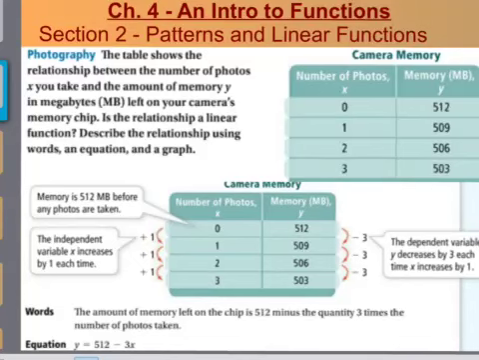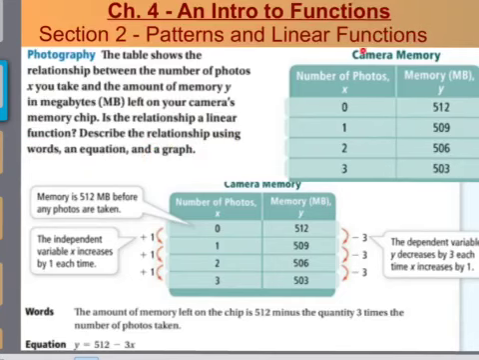Chapter 4, Section 2, Patterns and Linear Functions. So copy down the word example. The table shows the relationship between the number of photos, x, that you take and the amount of memory, y, in megabytes that's left on your camera's memory chip. They're asking if the relationship is a linear function. Describe the relationship using words, an equation, and a graph.